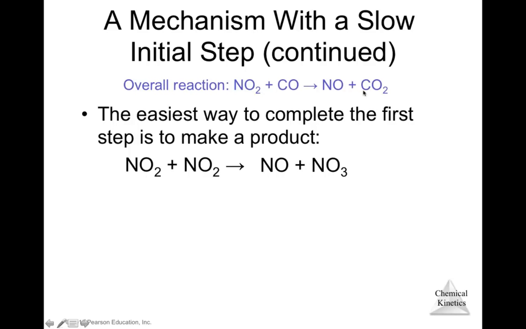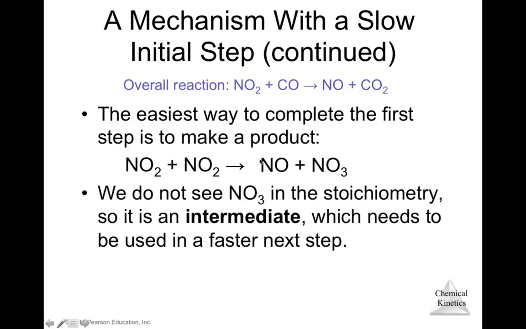NO3 is not part of the overall reaction, so we need to consume that NO3 in the next step. Sometimes we're going to produce some compounds that are not part of the overall reaction, and we need to consume them in the next step. Those compounds that we produce but then consume in a mechanism are known as intermediates. Because NO3 is not part of the overall reaction, it is an intermediate.